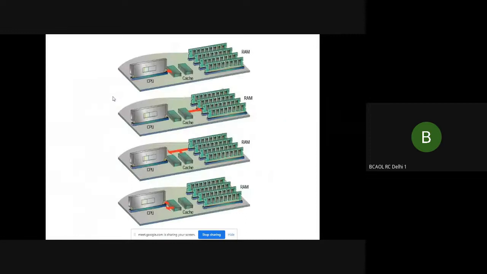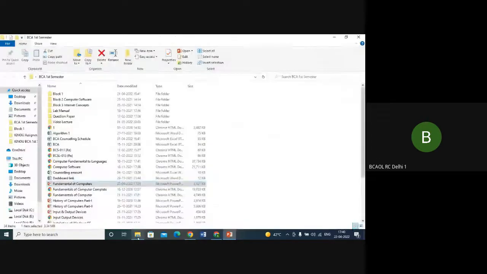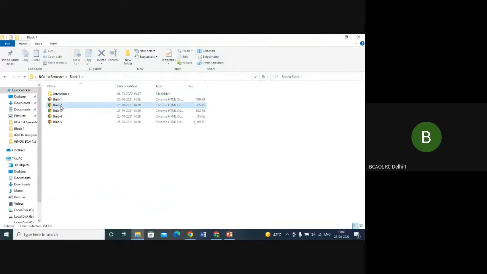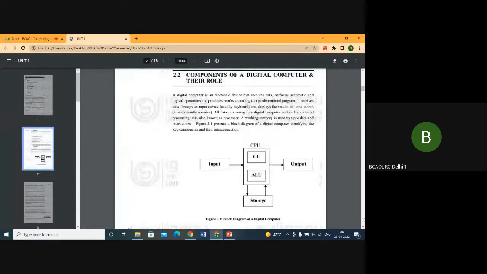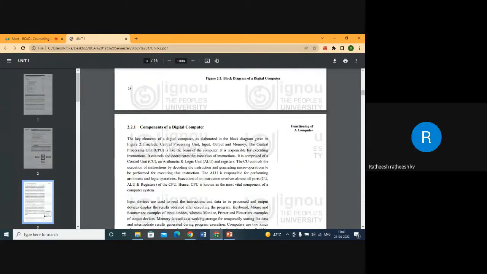I just want to show you one more thing. This was Unit 2, I think. We had seen this diagram, right? The components of a digital computer. Input, output and all that. Yes, ma'am. So this is done. Computer as a data processor.